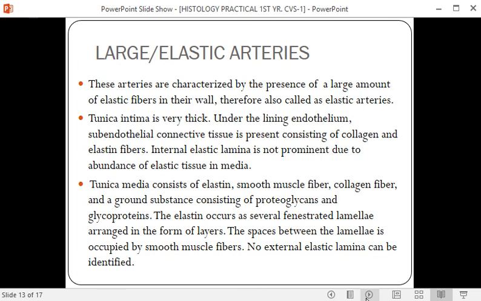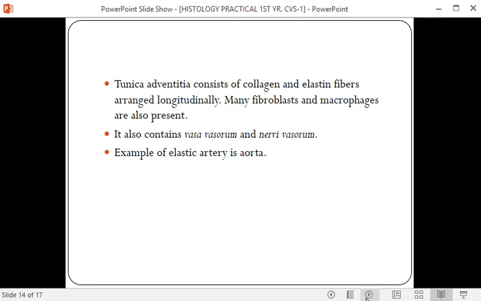Internal elastic lamina and external elastic lamina are not prominent because of the large amount of elastic fibers present in tunica media. These elastic fibers occur as several fenestrated lamellae arranged in the form of layers, and the spaces between these lamellae are occupied by smooth muscle fibers. Then tunica adventitia also consists of collagen and elastic fibers which are arranged longitudinally. Many fibroblasts and macrophages are also present.